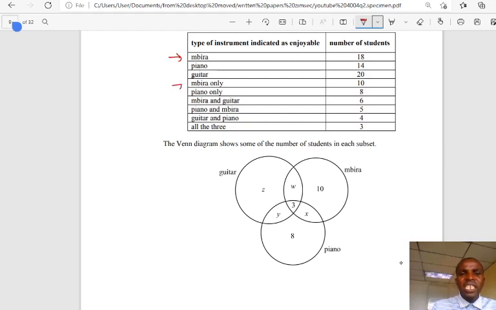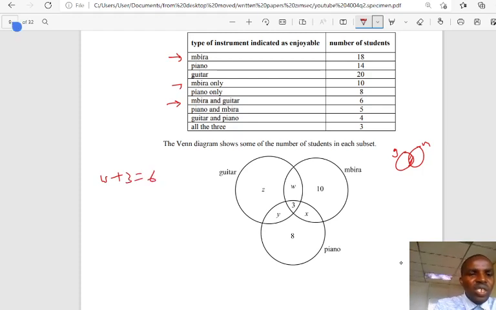Mbira only is 10, given. Piano only is 8, given. Then Mbira and guitar, right, we start with this one. Mbira and guitar is 6. Mbira and guitar is in between here, so it's W plus 3. So we say W plus 3 is equal to Mbira and guitar, which is 6 in this case. So from this, you can say W is equal to 6 minus 3. So W is equal to 3. So you find our W is actually 3. Done. Then move on to this one.